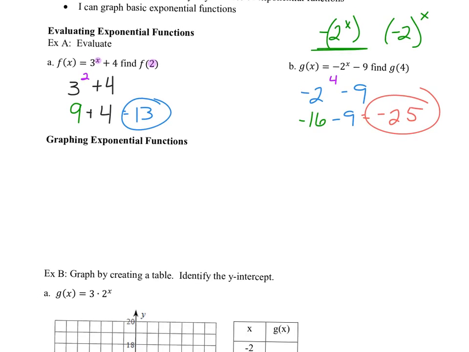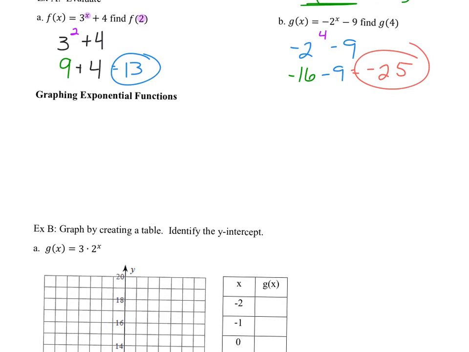All right, let's talk about graphing these. I always want you to make a t-chart. It's really the easiest way to go about things. Remembering our setup from last time, y equals a times b to the x, at least for the ones we're going to be doing, a is the y-intercept. It's our starting value.